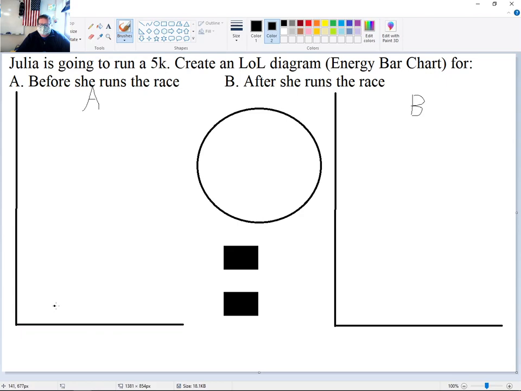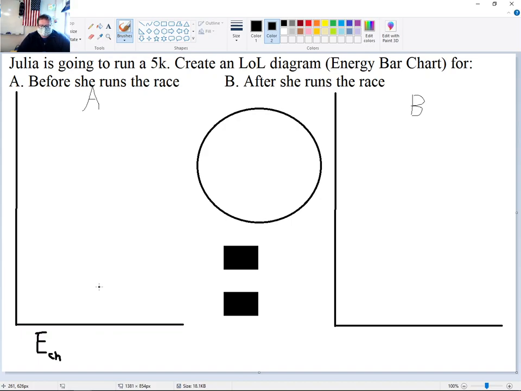Well, before, where's the energy? Most of the energy is in Julia, right? She's got to run the race. She's got to run around. So what kind of energy is that? Well, that would be chemical energy. ECH. Now, if you're not sure why that's chemical energy, I would encourage you to go back and look at those energy type notes.